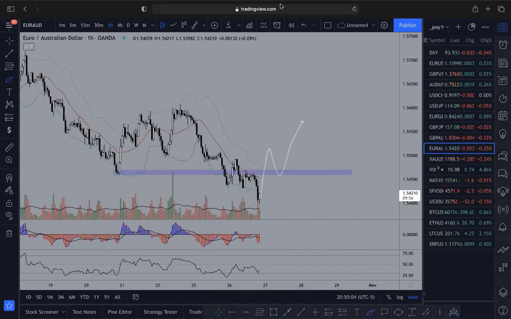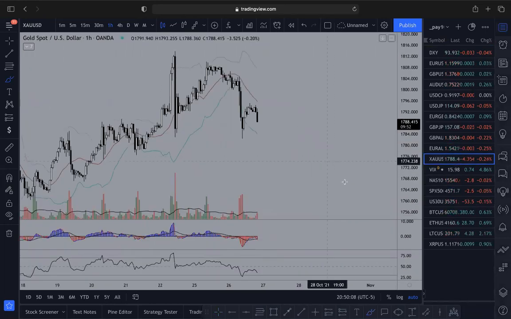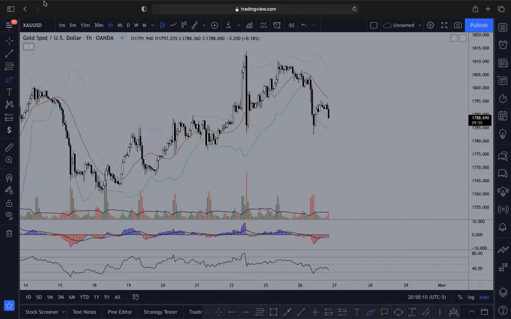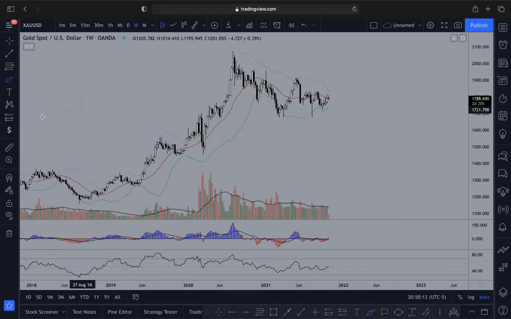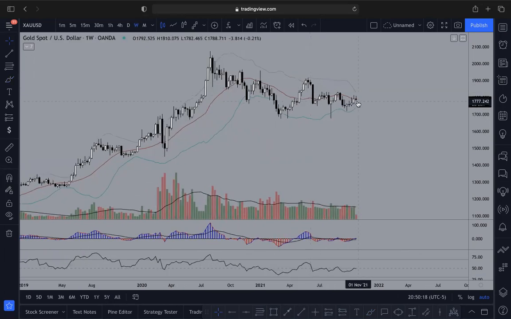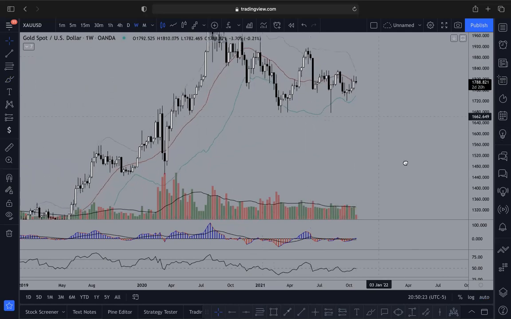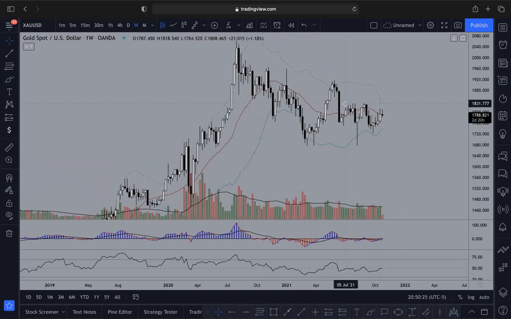Okay. Let's see what we got with gold. Oh, it's still dropping. That's good. All right, so on the weekly, we're at this Bollinger Band, in the middle of it. Not a whole lot off of this weekly, except that we've kind of gotten into an area of price where we haven't really wanted to go much higher.